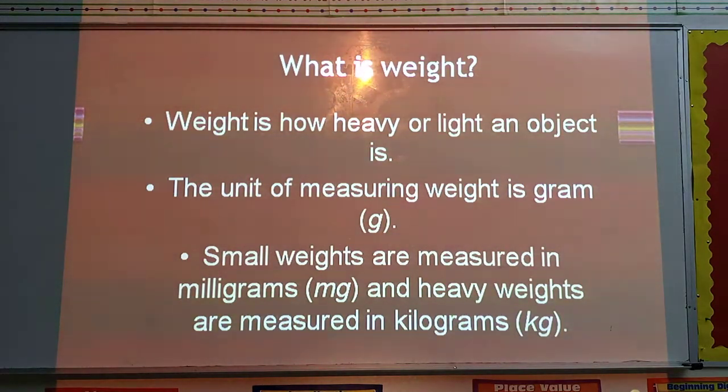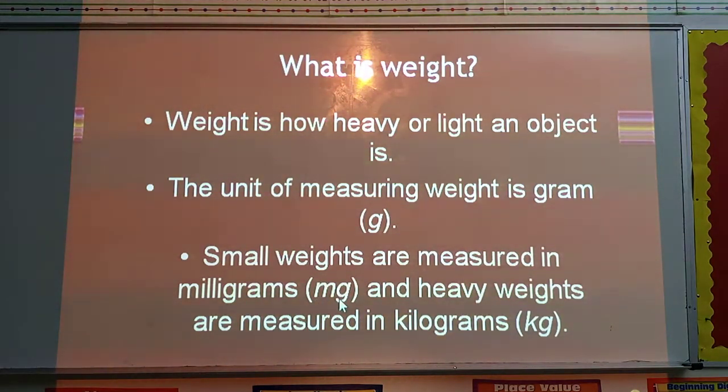Now, the unit of measuring weight is gram, or a small letter g in brackets. Okay, see where my cursor is? Alright, now small weights are measured in milligrams. Okay, we've encountered this when we were talking about capacity. Milli means a thousand, or a gram divided by 1000, and it is abbreviated as mg, small letter mg.